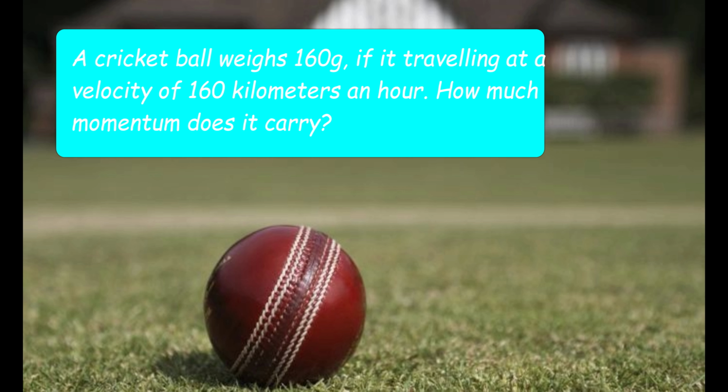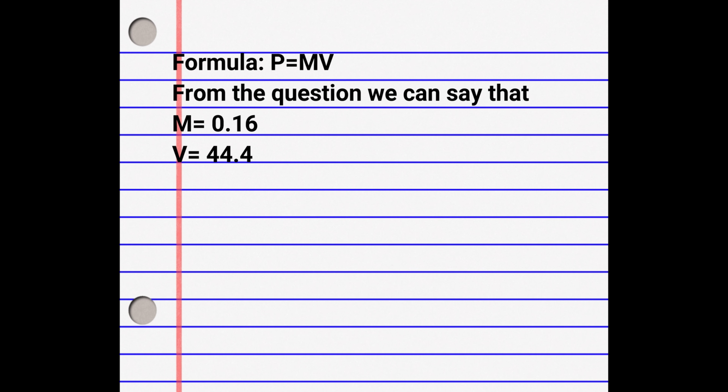A cricket ball weighs 160 grams. If it is traveling at 160 kilometers an hour, how much momentum does it carry? From the question we can tell that the mass of the ball is 160 grams. We have to convert this to kilograms before we can start. So converting 160 grams to kilograms is 0.16 kilograms.